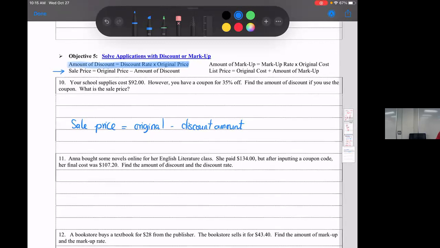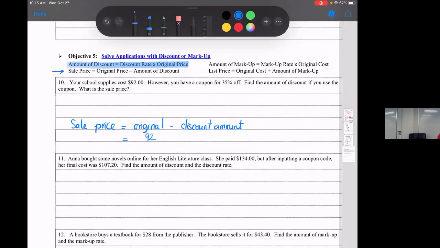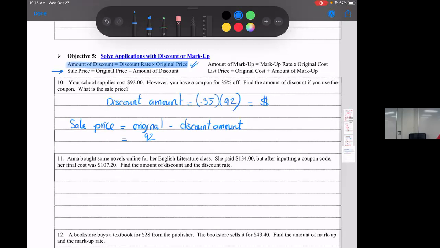Do I have the original price? It's $92. Do I have the discount amount? Not yet. I'm about to calculate it, which is why I left a little space above. Discount amount equals the discount rate times the original price. The discount rate is 0.35, and the original price is 92. So 0.35 times 92 is $32.20. That's how much you get off your price.